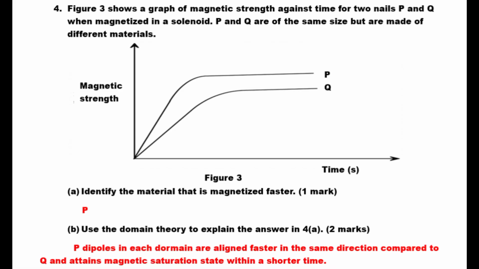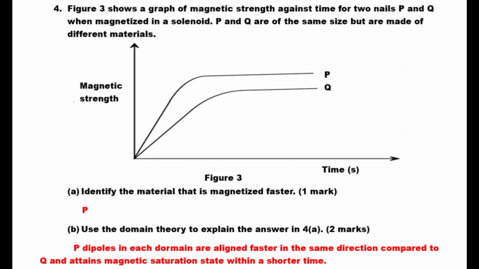Figure 3 shows a graph of magnetic strength against time. We have magnetic strength against time for two nails P and Q when magnetized in a solenoid. P and Q are of the same size but are made up of different materials. So you have P and Q, magnetic strength against time, and then we have the two graphs. For 4A, identify the material that is magnetized faster. So the material magnetized faster is P. Use the domain theory to explain the answer in 4A above.